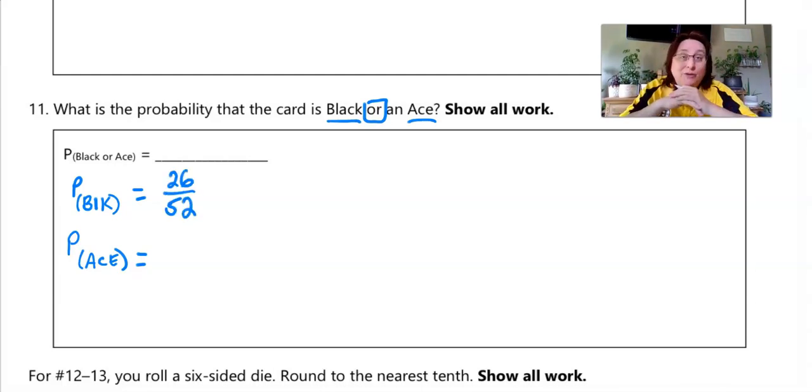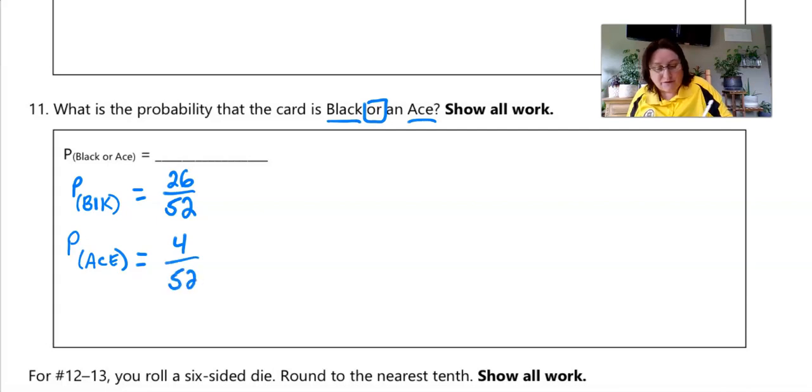Did you guys go and look and actually count up how many spades and how many clubs are black? There's 26 out of the 52 that are black. Okay, well then, wait a minute. What would be the probability, in fraction form, of drawing an ace out of the deck? Yeah, so did you guys see that there's 4 out of 52 cards that are aces?